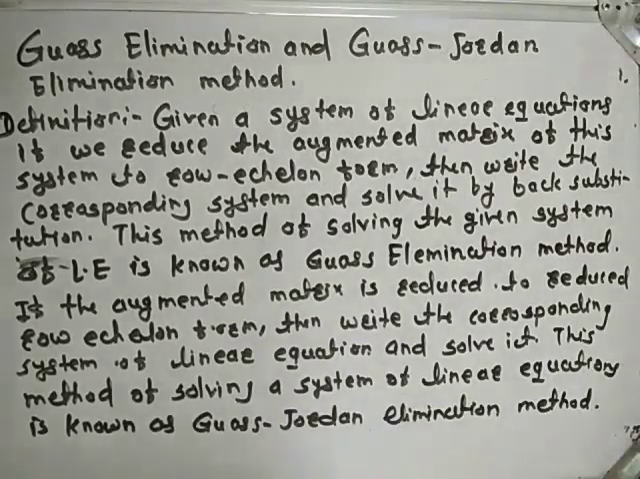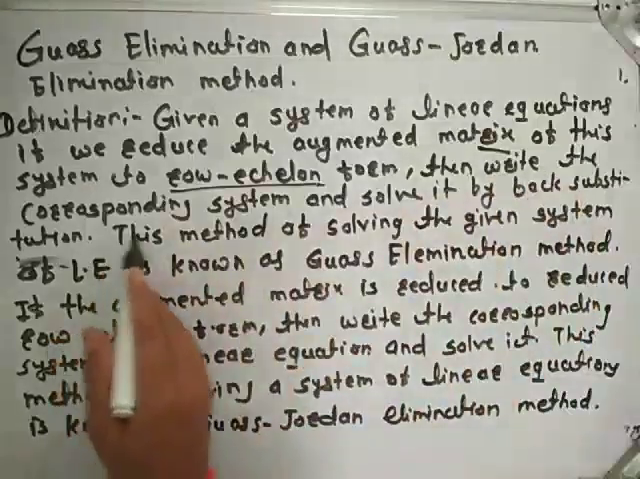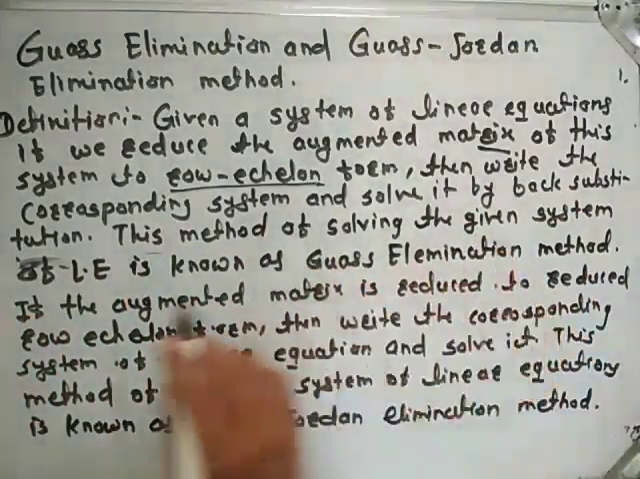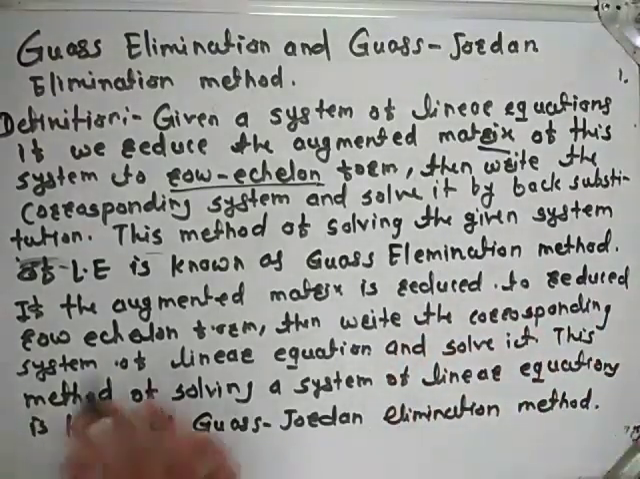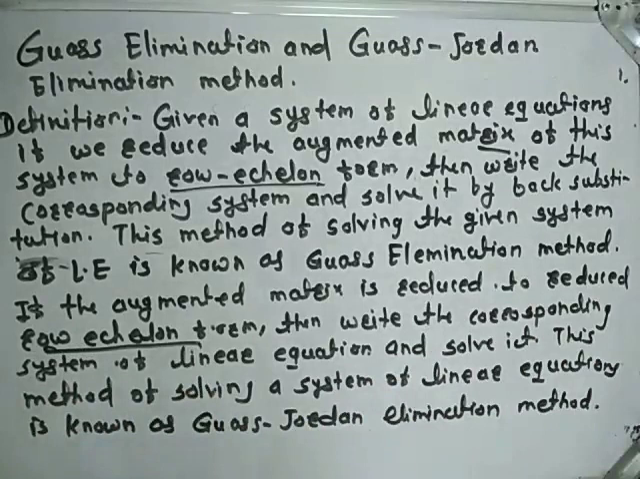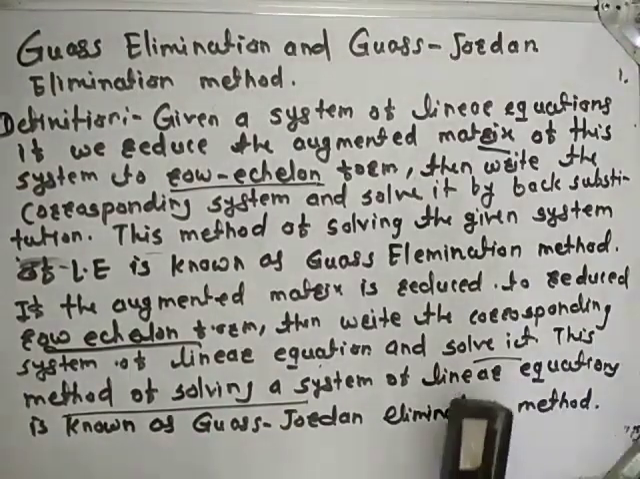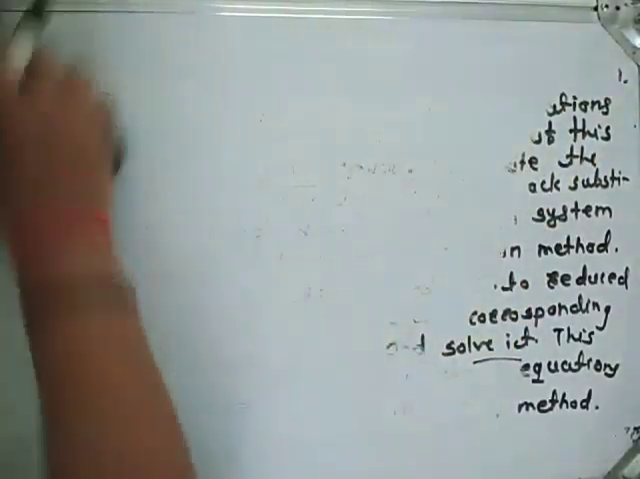Given a system of linear equations, if we reduce the augmented matrix of this system to row echelon form, then we write the corresponding system and solve it by back substitution. This method of solving the given system of linear equations is known as Gauss elimination method. And if the augmented matrix is reduced to reduced row echelon form, then write the corresponding system of linear equations and solve it. This method is known as Gauss-Jordan elimination method. Okay. For better understanding of these methods, we will see one example.